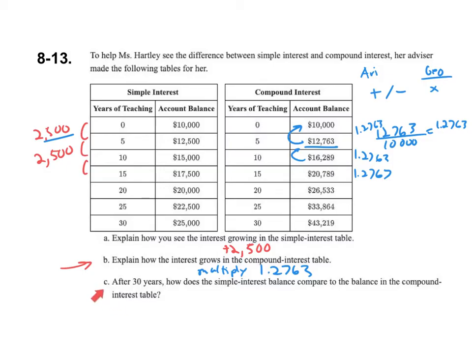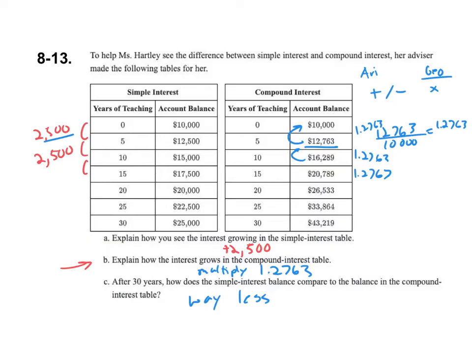So my last question here, part C, says this: after 30 years, how does the simple interest balance compare with the balance in the compound? Well, it's way less. You've got almost $20,000 more. So long story short, if you're investing, you like compound interest.